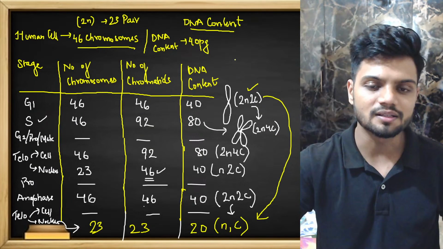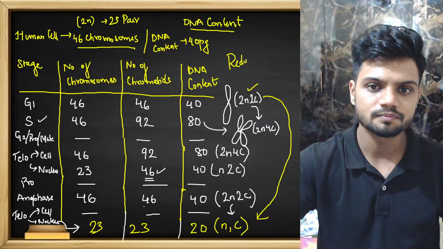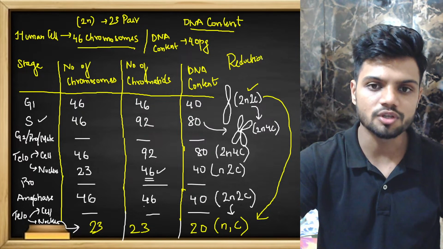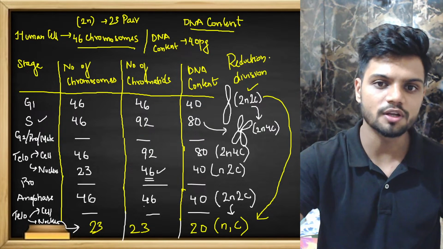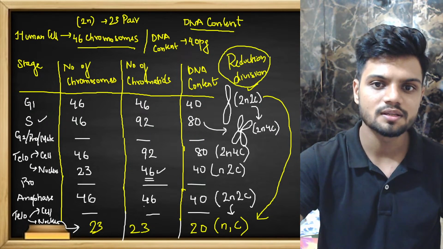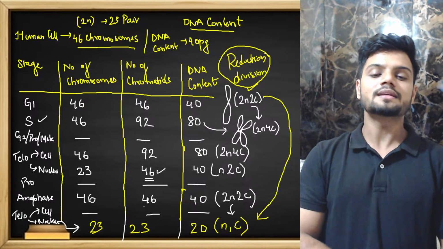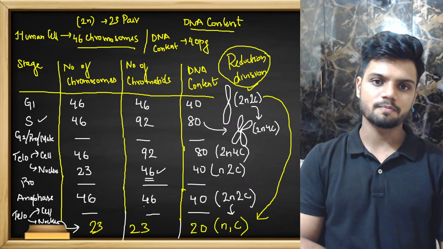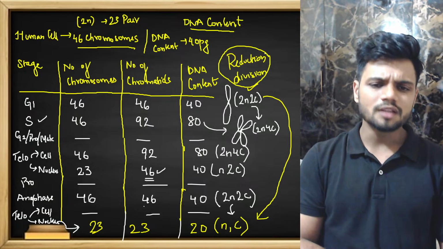Can I call this reduction division? Reduction division then, the entire thing. The entire meiosis is called reduction division, because there is a reduction in the number of chromosomes. Okay.